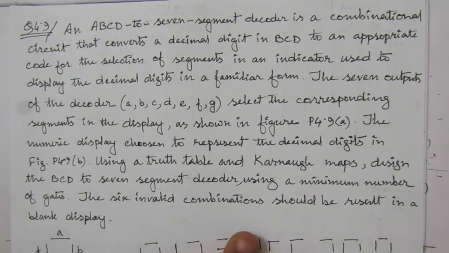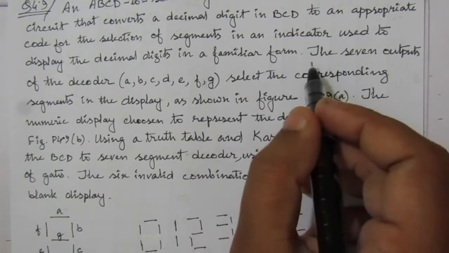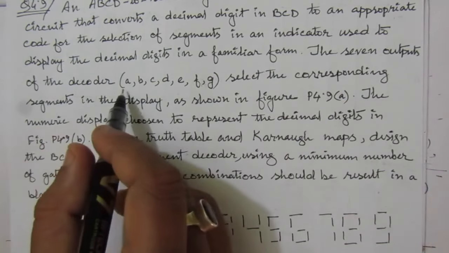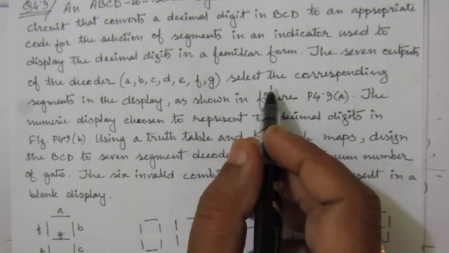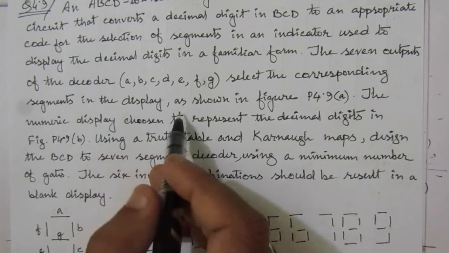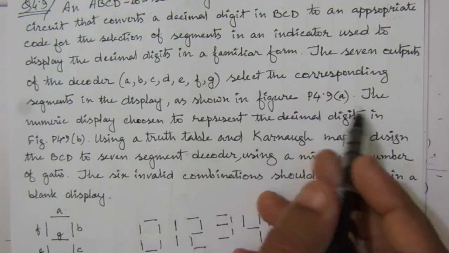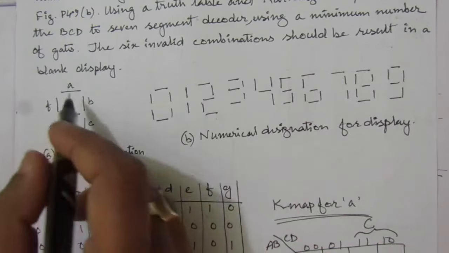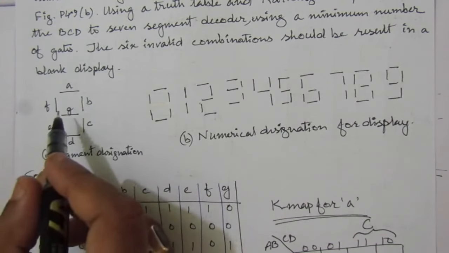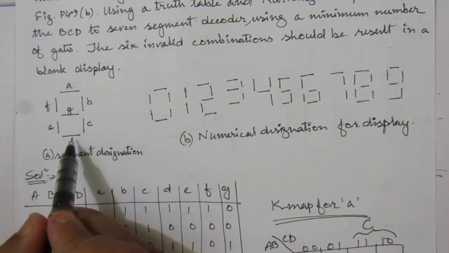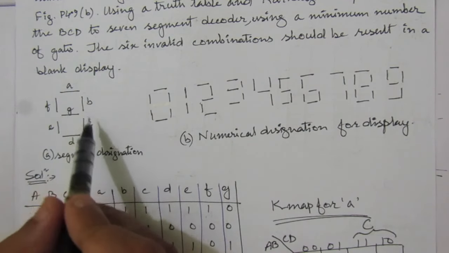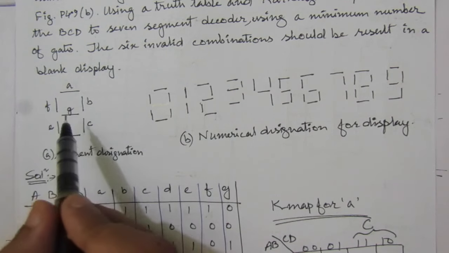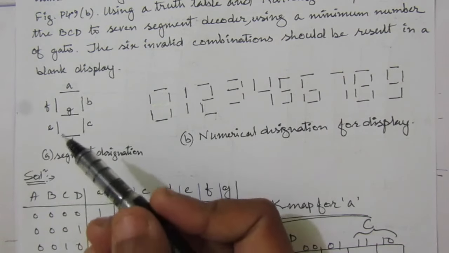Then in the next line we are given that the 7 outputs of the decoder are a, b, c, d, e, f and g, and they select the corresponding segments in the display as shown in figure P4.9a. This is the figure. Here we can see that we have 7 segments, 1, 2, 3, 4, 5, 6, 7, starting from a, b, c, d, e, f, g. These are the 7 segments, small a to small g.